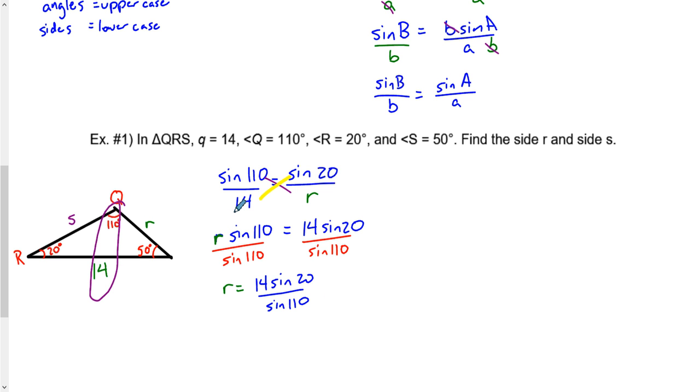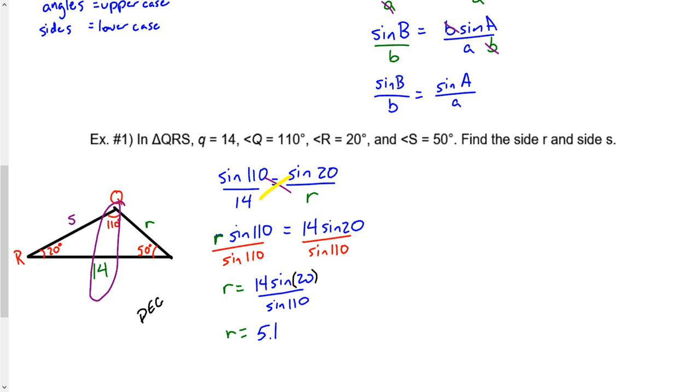Now, if you're typing that into your calculator properly, I know that on the Texas Instruments, when you type in sine, it opens up a bracket. Make sure you close it, especially before you divide. At the same time, make sure you are in degrees. If you're not in degrees, it's going to give a very wrong answer. So side R, this one, will be 5.1.